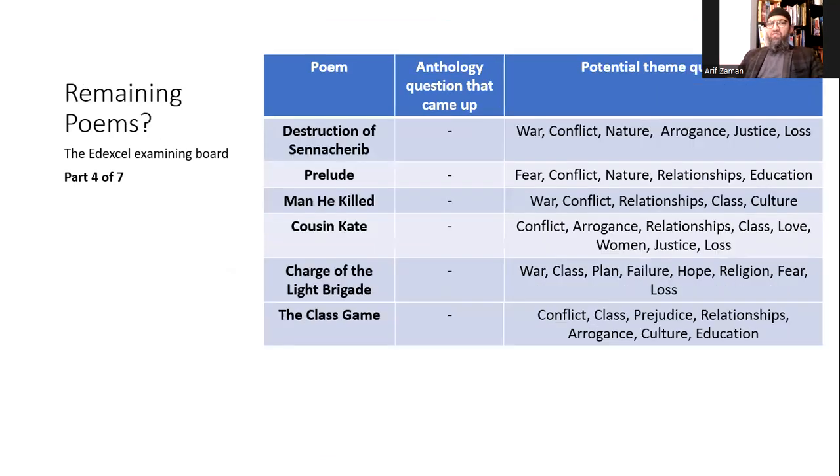So what that means, if you look at the poems that are remaining, you have 1, 2, 3, 4, 5, 6. These 6 poems have not yet come up out of the 15: Destruction of Sennacherib, Prelude, that's the extract from the Prelude, Man He Killed, Cousin Kate, Charge of the Light Brigade, and the Class Game.